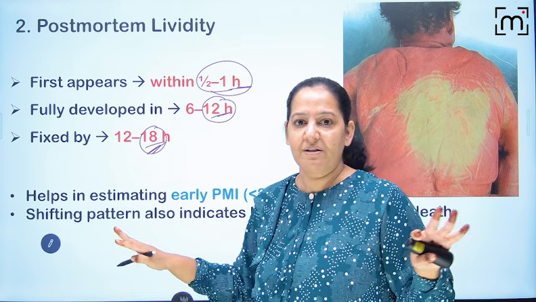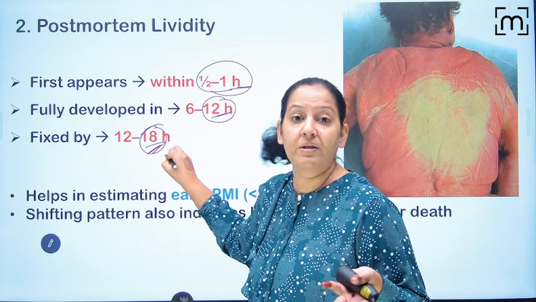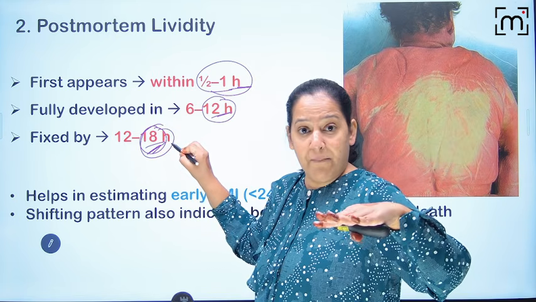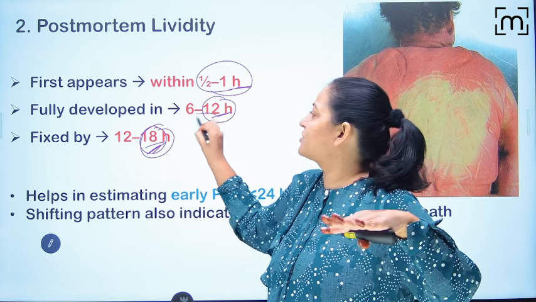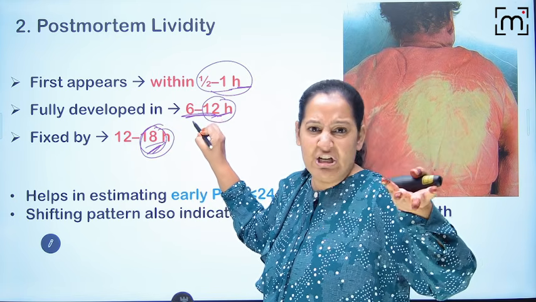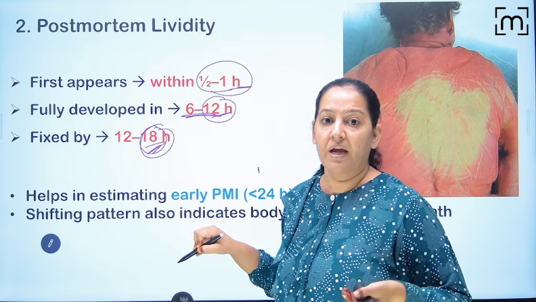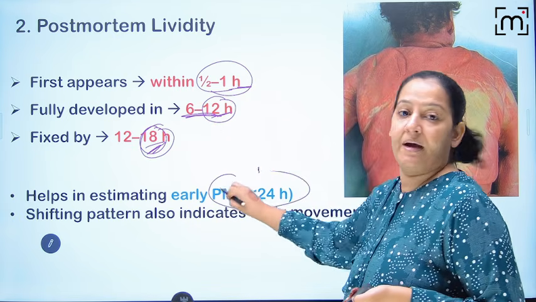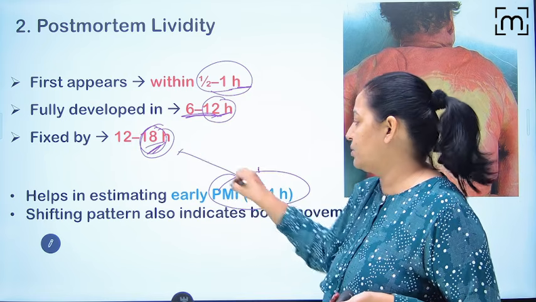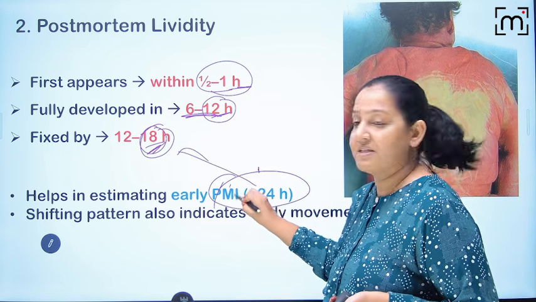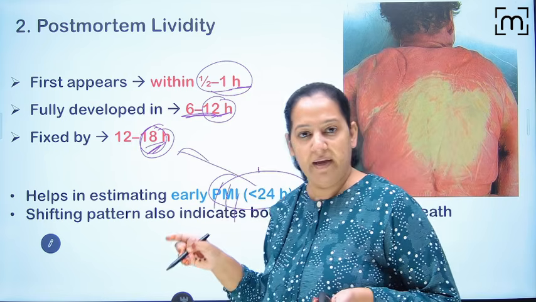If lividity is 100% fixed, then time since death is definitely more than 18 hours. If it is still developing, it is not fixed, so I will say it is 6 to 12 hours. And if it is just initiated, I will say it is 1 hour. Okay, so it is useful for early PMI, less than 24 hours. You can see it is useful for early PMI. PMI is post-mortem interval.